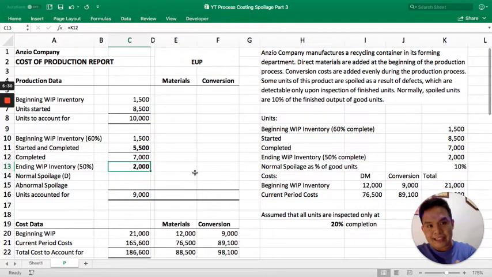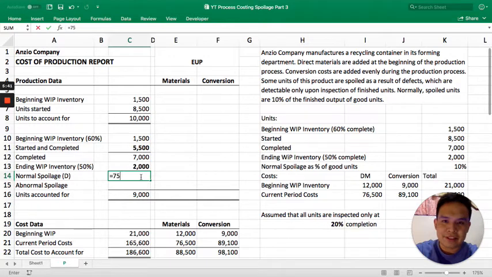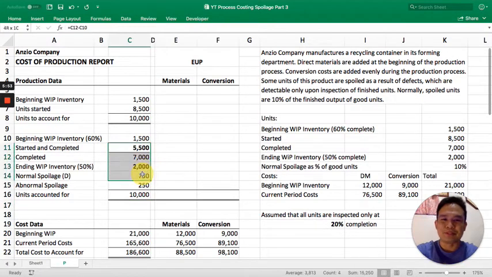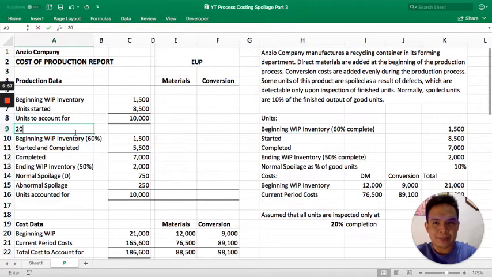Why is it important? Kasi normal spoilage is expressed as a percent of units which pass the point. So, because of that, the number of units that pass the point is 7,500 times 10% of that is normal, 750. Magbabago yung normal spoilage, magbabago yung abnormal spoilage. Okay? I hope you are able to get that. So, yan. Klaro natin na we're talking about 20% inspection point.